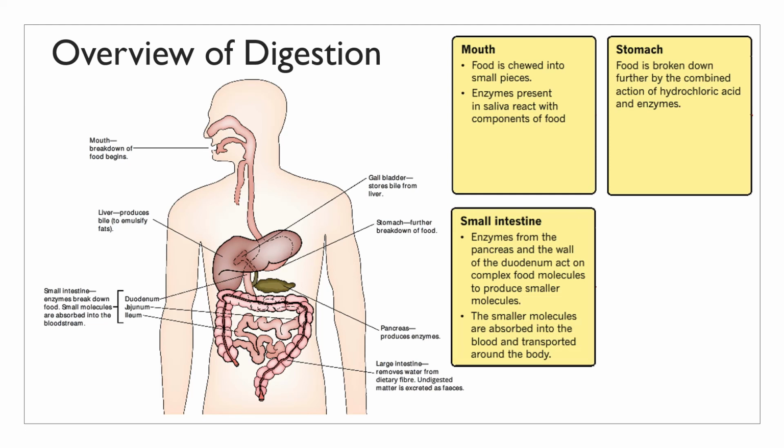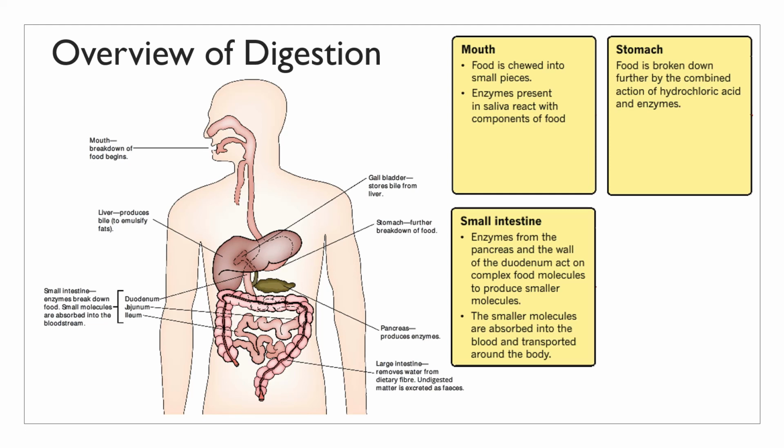Small intestine, again, you have a mixture of enzymes made from the pancreas. The pH of the small intestine is actually quite basic. I think it's around 9. So this is when carbohydrates get digested further, proteins get digested further. And the digestion generally is complete in the small intestine, and then you will have small molecules being absorbed into the blood and transported around the body.